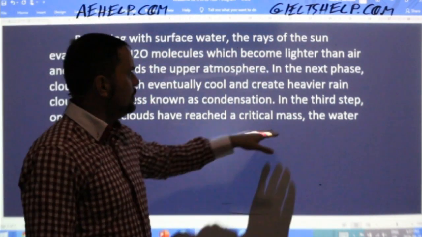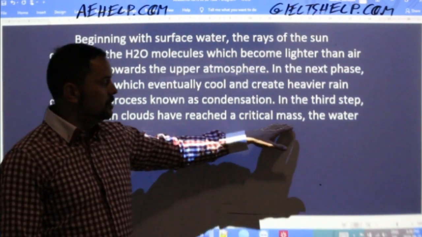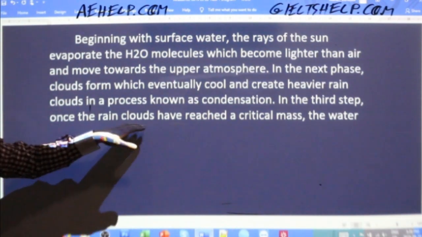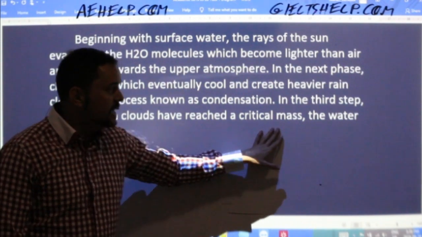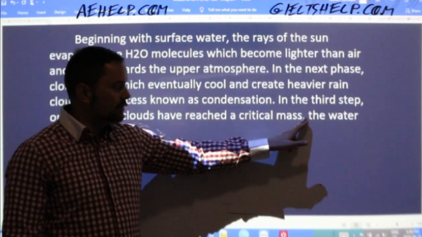So in the third step, once the rain clouds have reached a critical mass, this is an additive clause. It's a cause and effect. Once the rain clouds have reached a critical mass, it's a dependent clause. So I have a comma.